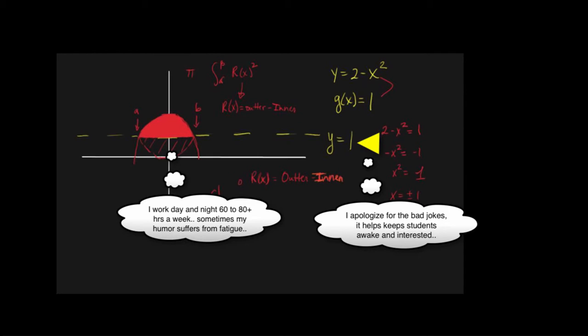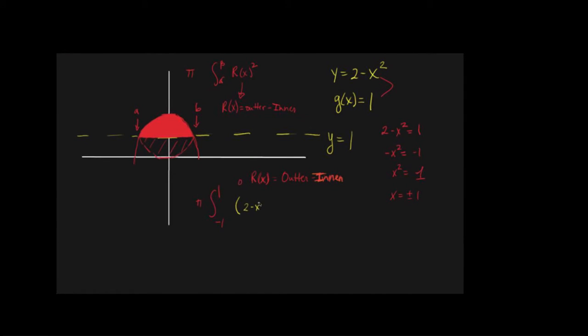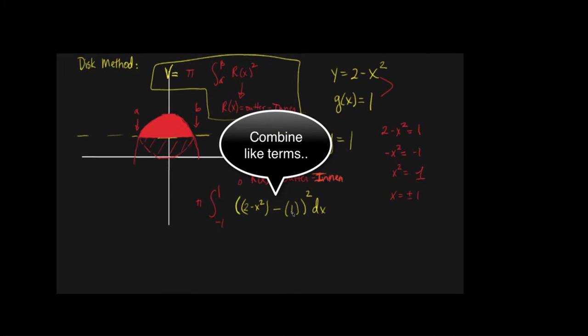So the way we would do that here is we would plug in the outer function, which is 2 minus x squared, and minus the inner function, which is 1. And that's your R of x, and that's squared. This is the disk method. The formula for volume would be this. So now, when we combine it all, 2 minus 1 is 1, so it's 1 minus x squared, squared.